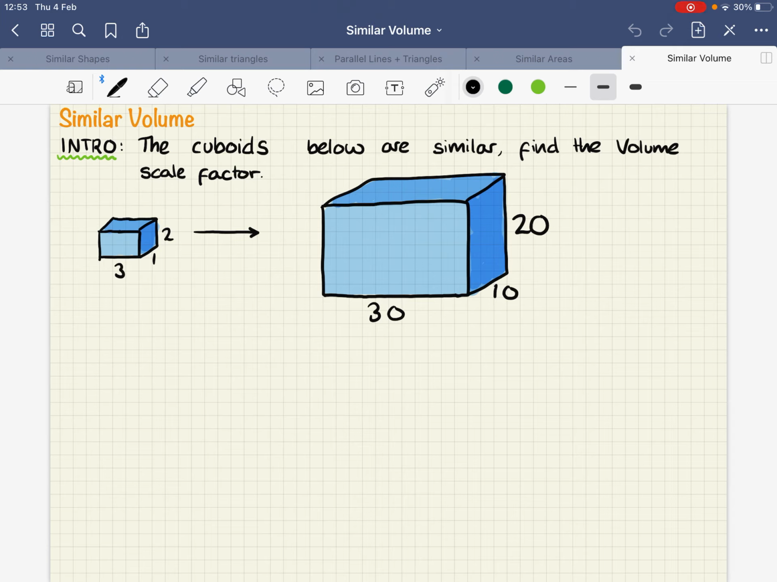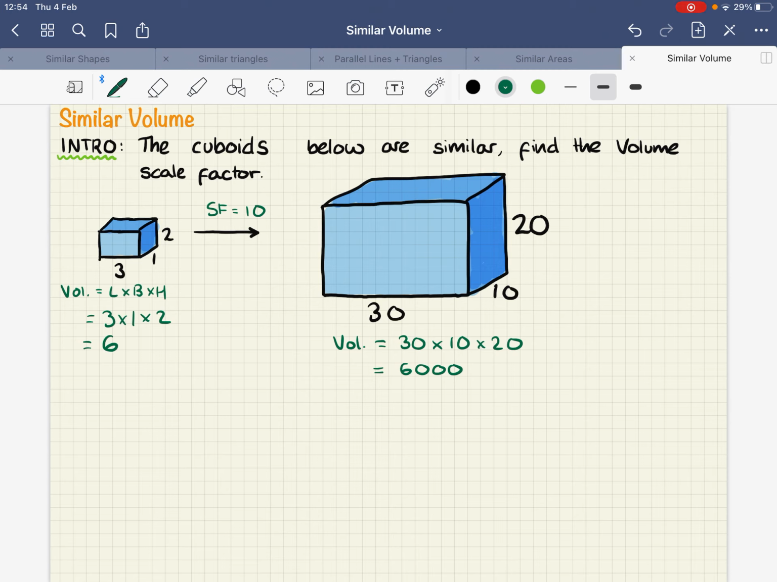So to begin with, as an introduction, I've got a little example showing how we come about finding the volume scale factor. We can already see that it has a linear scale factor of 10, because every side I've just multiplied by 10 to get that larger shape. So I'm going to find out the volume for each of these. Remember, volume of a cuboid is length times breadth times height. So that's going to be 3 times 1 times 2, which is just going to come out as 6. And here, it's going to be 30 times 10 times 20, and that will come out as 6,000.